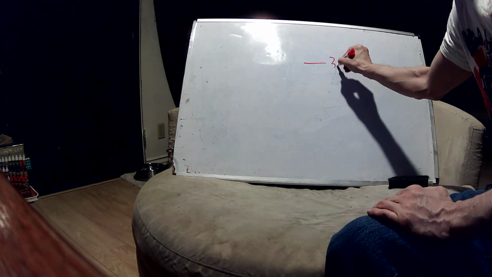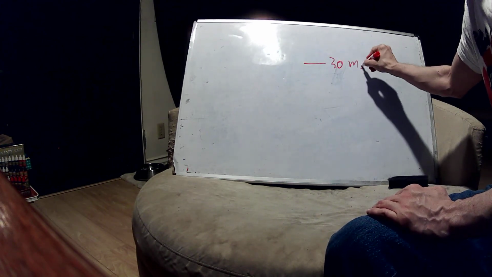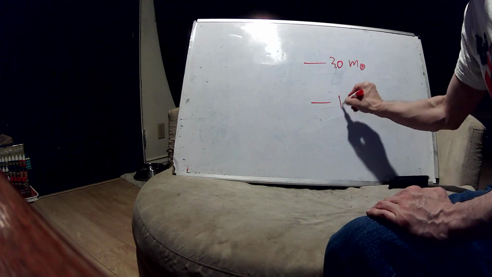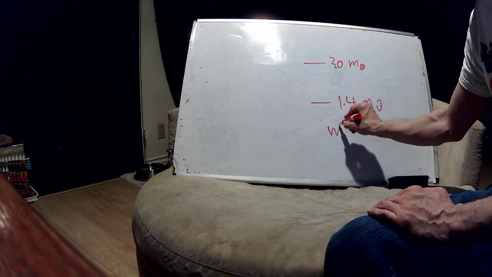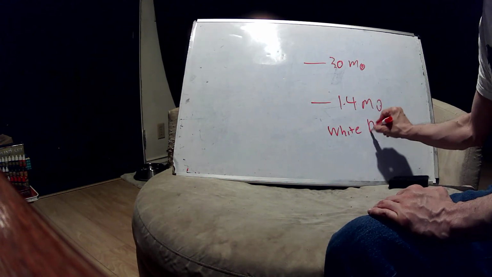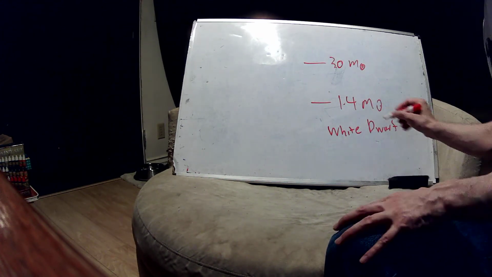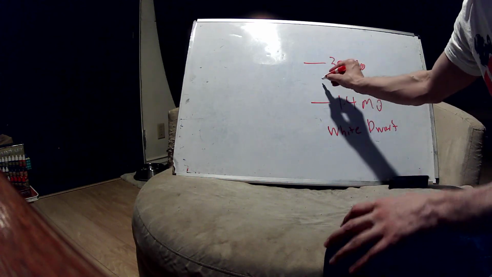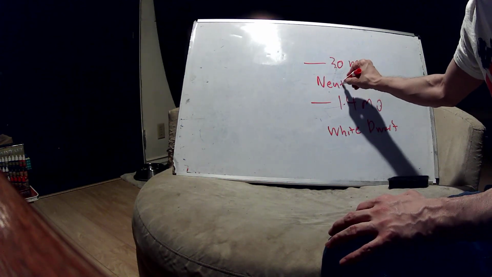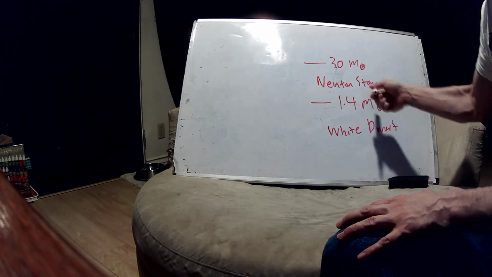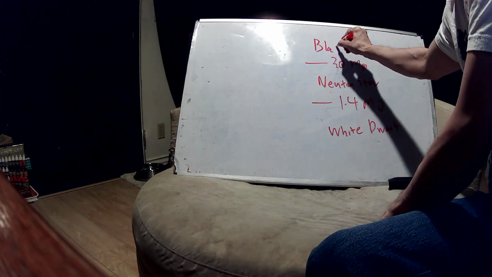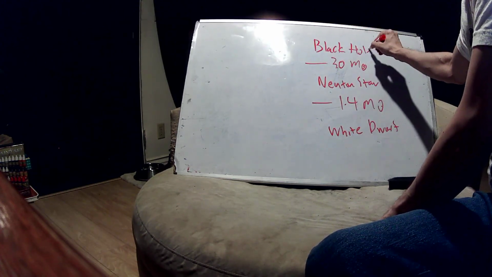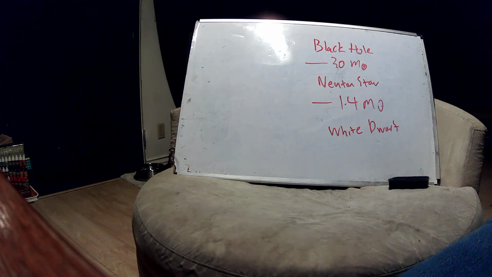And so, remember we were talking about our Chandrasekhar limit? Below 1.4 solar masses we have a white dwarf. In between 1.4 and 3.0 solar masses we have a neutron star. And above 3 solar masses we have a black hole. That is the Chandrasekhar limit.